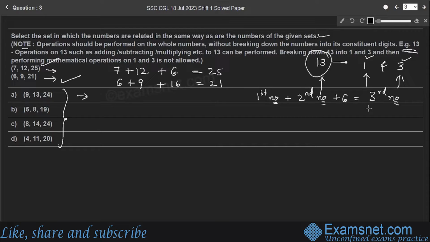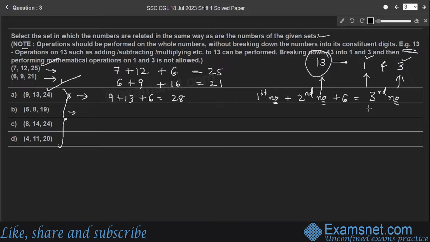So consider the first set, option A, 9, 13, 24. We'll check 9 plus 13. 9 plus 13 is 22, plus 6 gives 28, which is not the third number. Therefore, option A is not the answer.